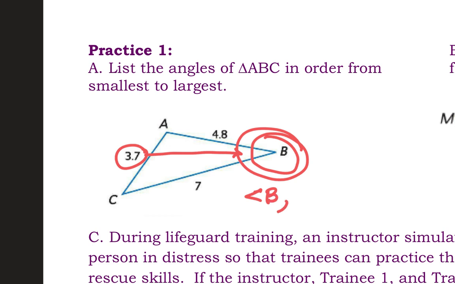All right, what would be the next number in order from smallest to largest? Would it be 4.8 or would it be 7? 4.8, good. Go opposite angle. What would be our next angle? Angle C, so then your largest angle is angle A.